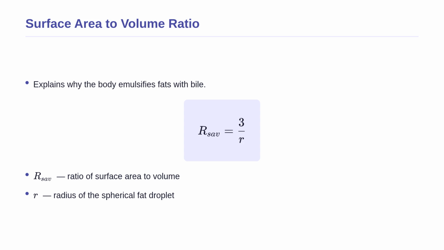Conceptually, this tells us a profound biological truth. As the radius of the droplet decreases, the ratio increases dramatically. A higher ratio means more surface area is exposed for enzymes to work on, drastically speeding up digestion.